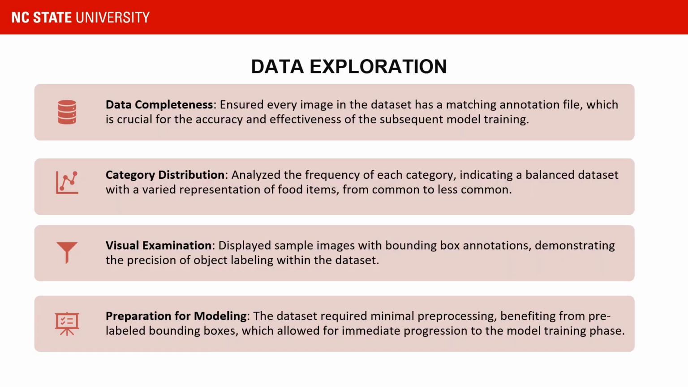During the data exploration phase, we first checked for completeness. We made sure that every single image file had a corresponding labels file. Then we checked for category distribution. We made sure that every single class of food items appeared an equal amount of times throughout the dataset. Then we performed a visual examination on each image. We displayed the image with its corresponding bounding boxes and made sure that the bounding boxes correctly matched the food items that they were labeling. Then, for preparation of the model, we resized the images. There was minimal pre-processing needed due to the earlier steps.